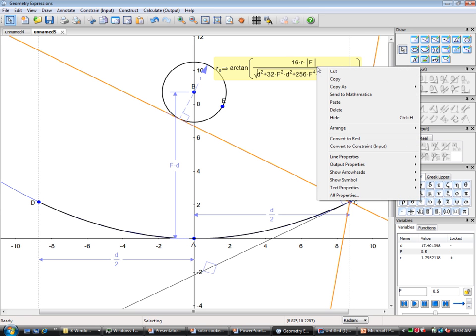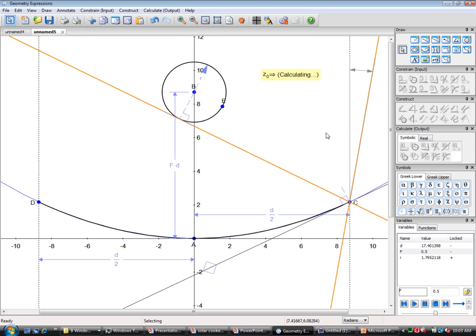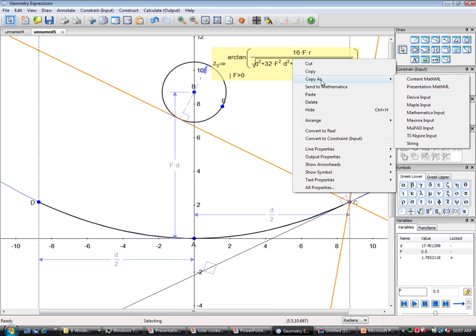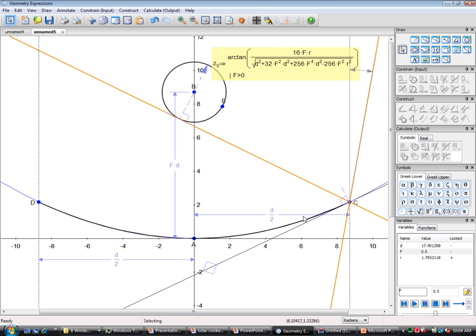I'd like not to have that, so I'm going to change the output properties and use assumptions. So notice it's got rid of the absolute value, and it's just assuming that f is bigger than 0. Well, that's a reasonable assumption. So I'm now going to copy that. I could copy it into Maple, but let's use TI Inspire this time, just for variety. Let's copy it as TI Inspire.